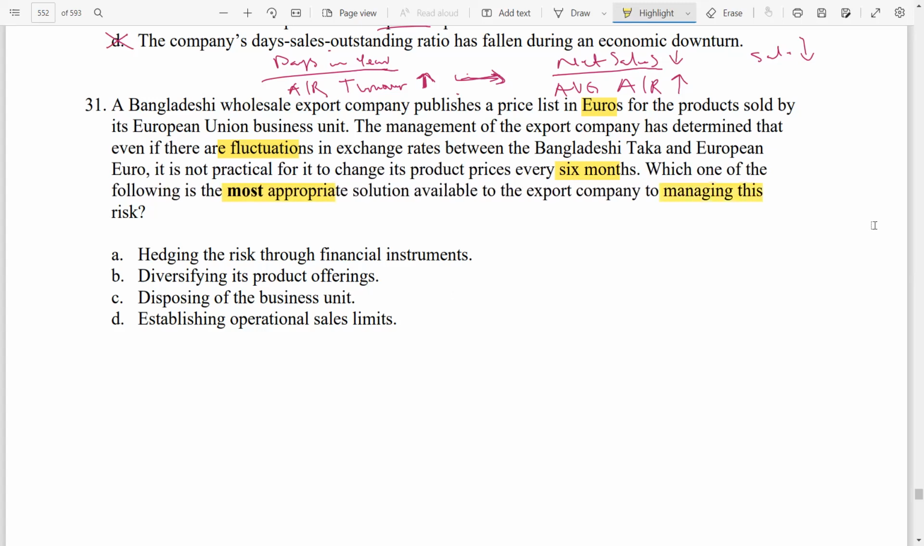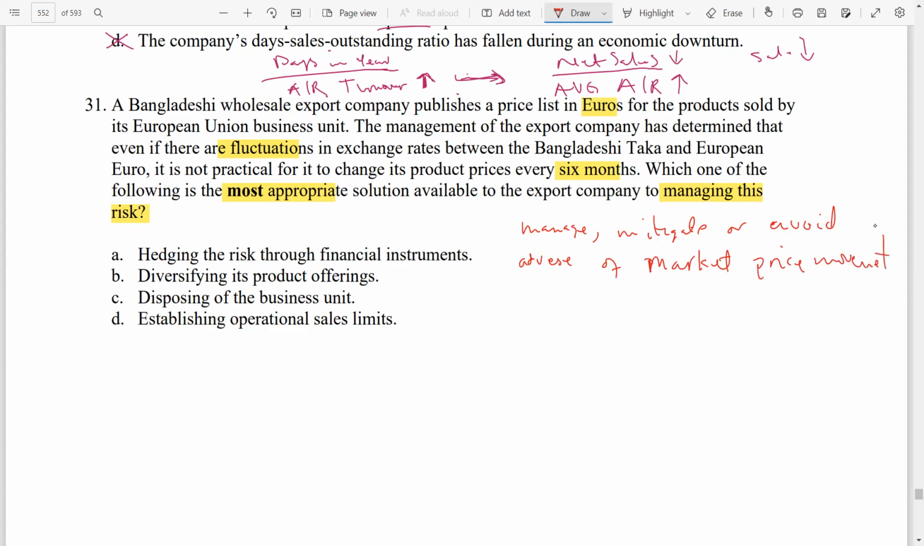Okay, so managing risk. What do we do when we want to manage risk? If you know a term, one term in your mind, that will be easy. How do we manage? We mitigate or avoid, especially when it comes to adverse market price movement. What is the term you will call this? There's one term for it. I would describe this as hedge.